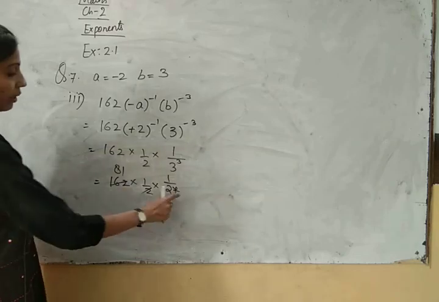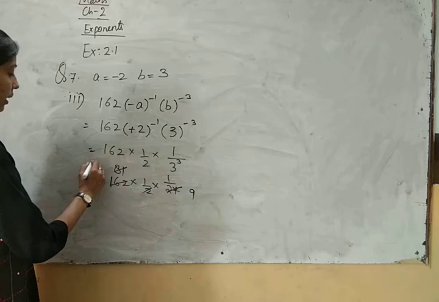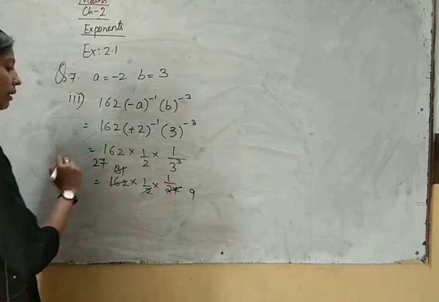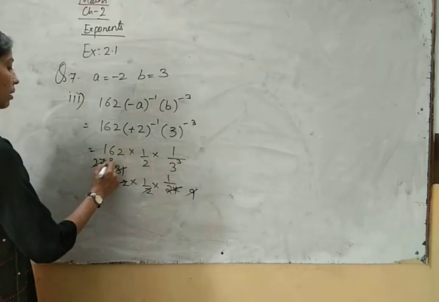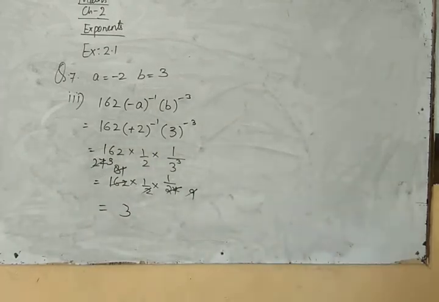Now we will cut 81 and 27 by 3. 3 9s are 27, 3 2s are 6, 3 7s are 21. 9 3s are 27. Answer will be 3. Rest part you have to do it yourself.